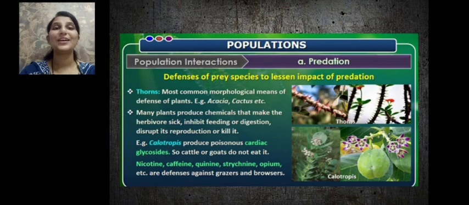So dear children, in this module, we learned about the first type of population interaction, that is predation. We also learned how the predators are important in an ecosystem. We also learned how the prey has adapted or evolved certain defense mechanisms in order to reduce the impact of predation.